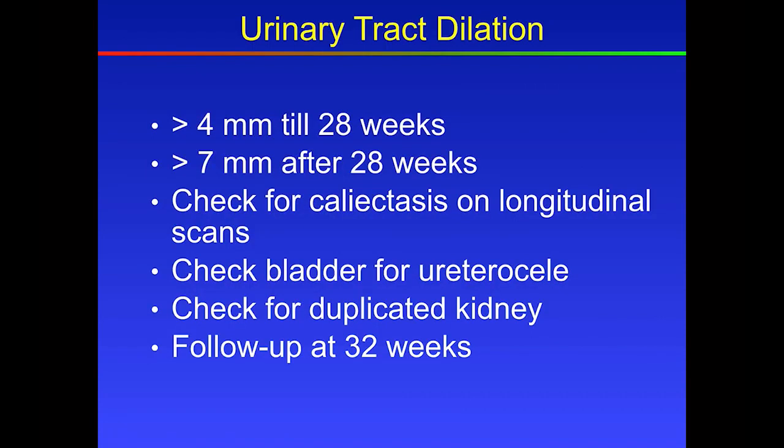Now, greater than 4 millimeters till 24 weeks, 7 at 28, and we check for that caliectasis in a longitudinal scan. We look at the bladder to try to find ureteroceles or posterior urethral valves. We check for duplicated kidney, and then we recommend a follow-up at 32 weeks.